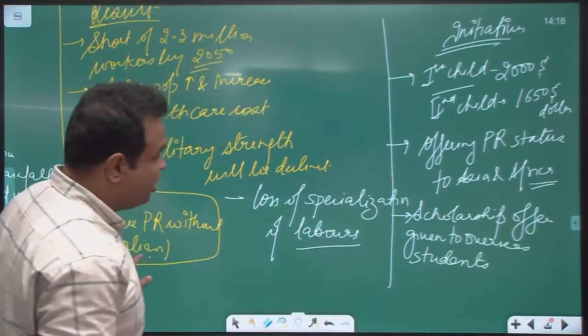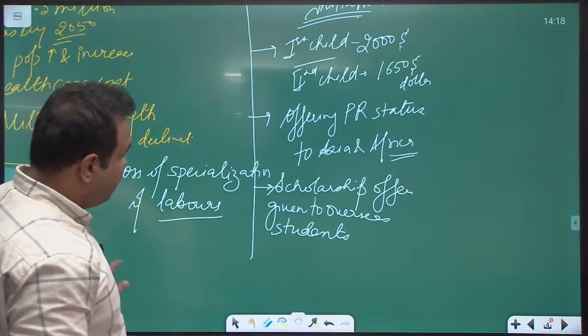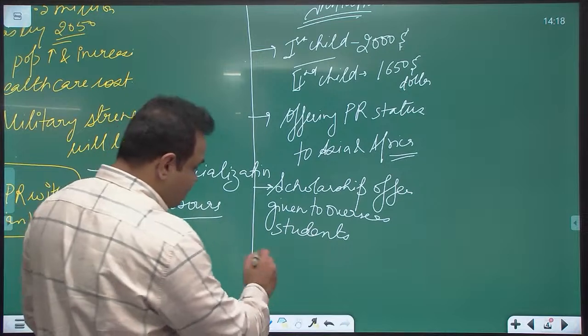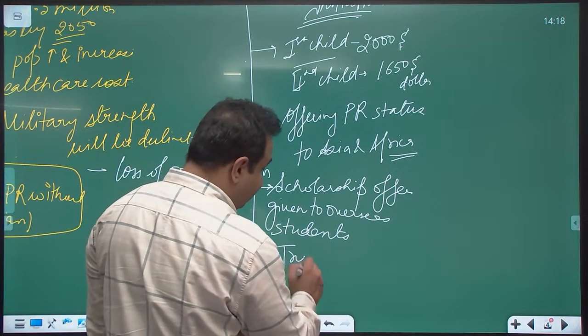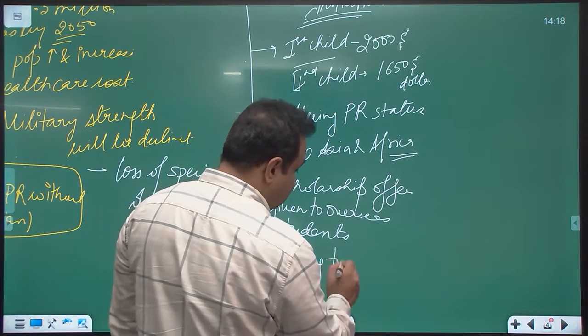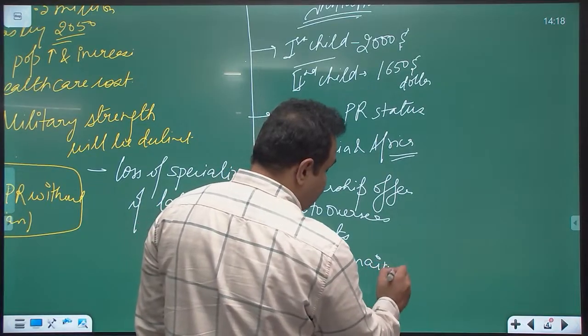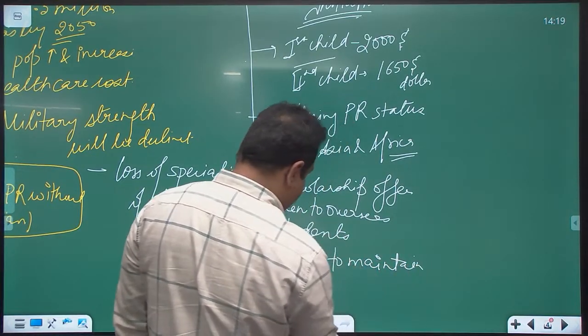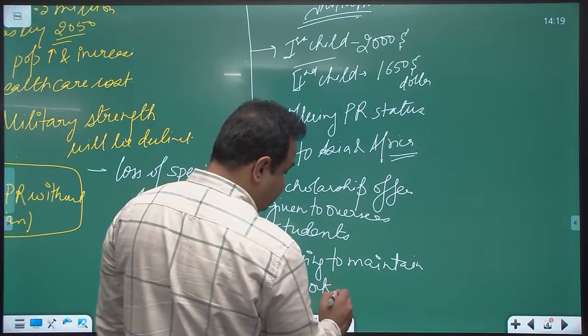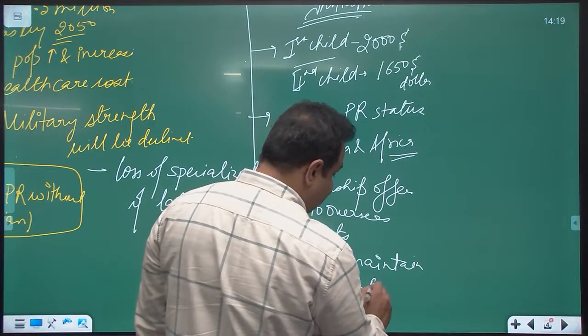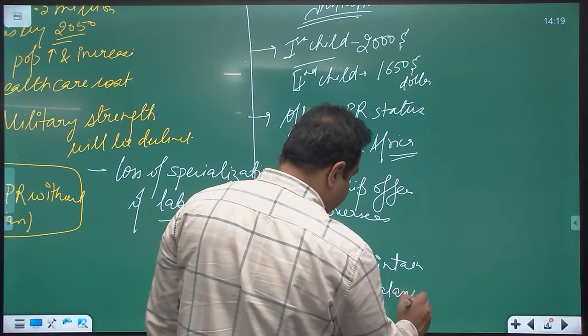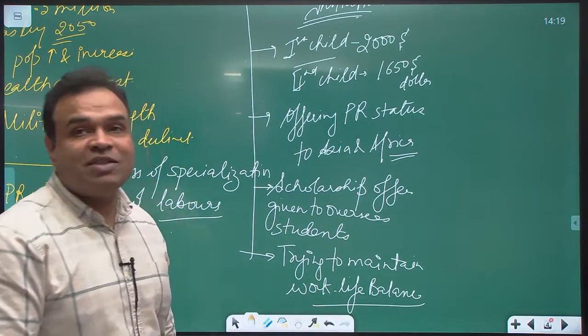ठीक है. स्कॉलरशिप दे रहे हैं, पैसा दे रहे हैं, PR status and all. They are trying to maintain a work-life balance. Because lot of people there complain कि वर्क लाइफ बैलेंस ही नहीं बन पा रहा है, तो अब क्या शादी करें बोल के.